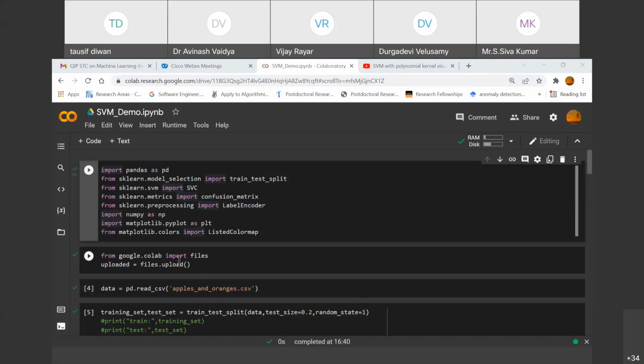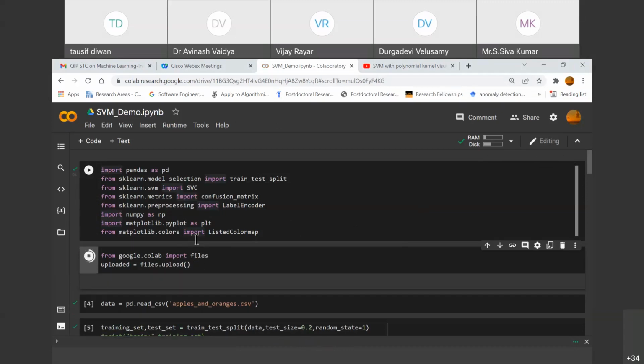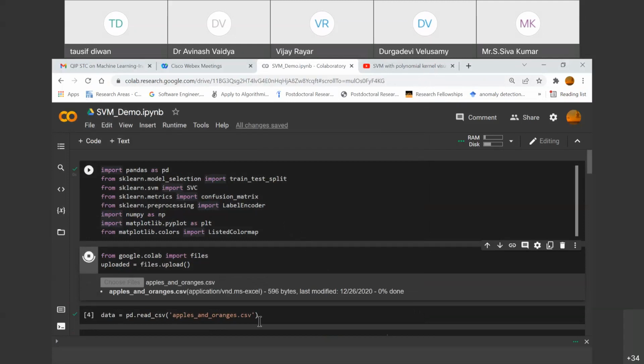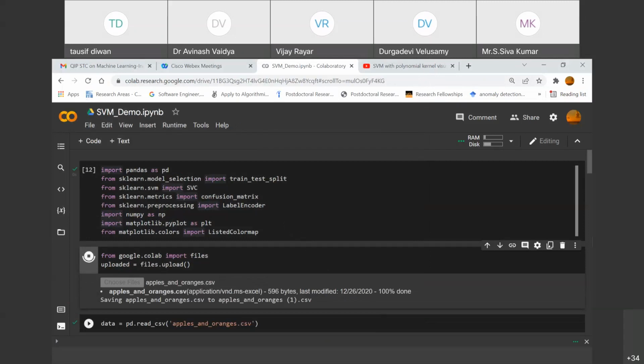After that, we need to provide that Excel sheet here. So how can we provide it? Using google.colab, we import files and we just upload it. Just look at this now. Are you getting this choose file? From this, I can provide that file here. Okay, so that apple.oranges.csv is provided over here.